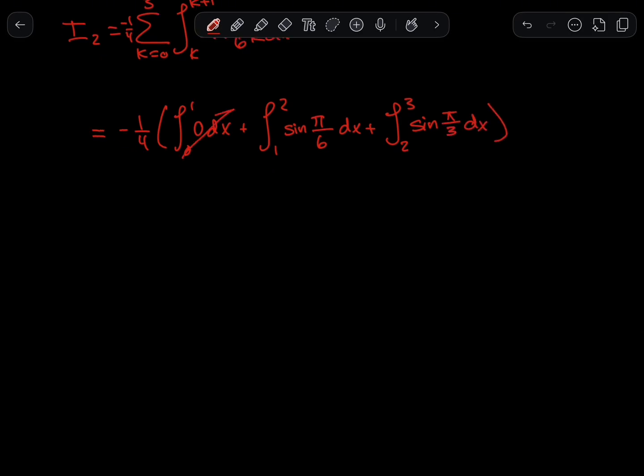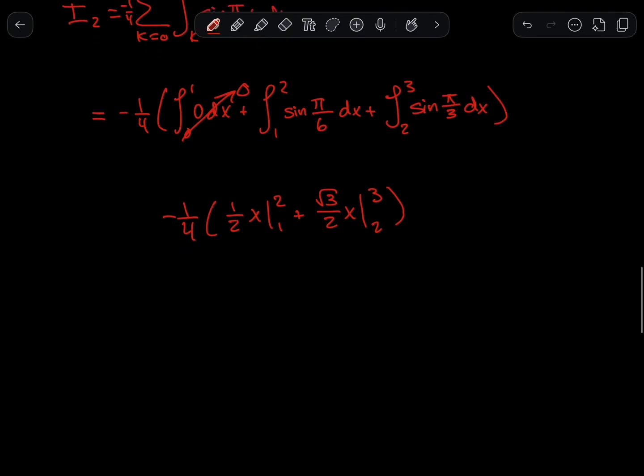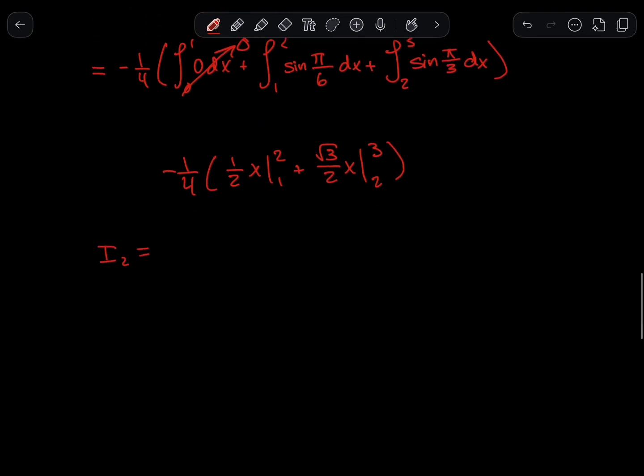And then same thing, well, this goes to 0, obviously. This integral evaluates to 1/4 times 1/2 x from 1 to 2 plus root 3 over 2 x from 2 to 3. And then you'll end up with the integral I sub 2 is equal to 1/4, or negative 1/4, that is 1 plus root 3 over 2, which is just equal to negative 1 plus root 3 over 8.